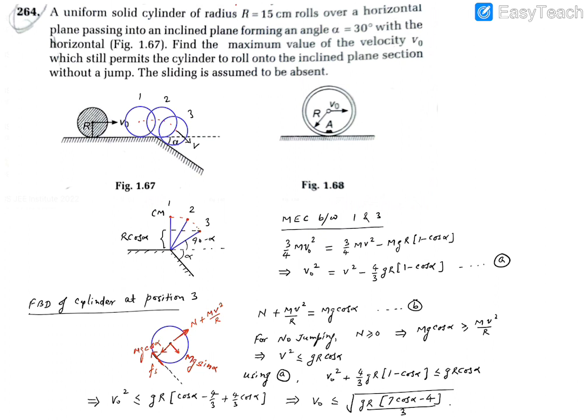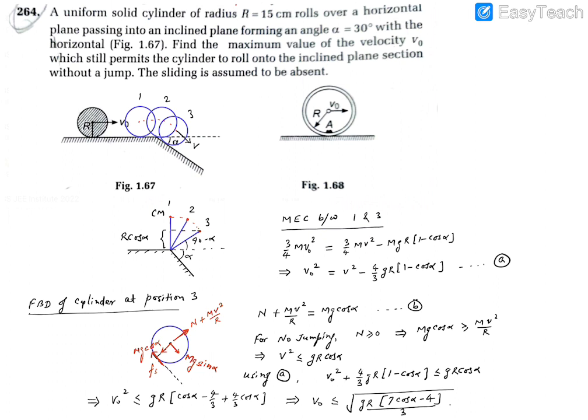Or what you can do is write half mv square for translation plus half I omega square, then apply the condition for rolling, and you will get the same energy back. You must be remembering this as the final expression for total kinetic energy. When it comes to position 3, the total kinetic energy, in this case rolling, is going to be 3 by 4 mv square. V is the velocity of rolling.